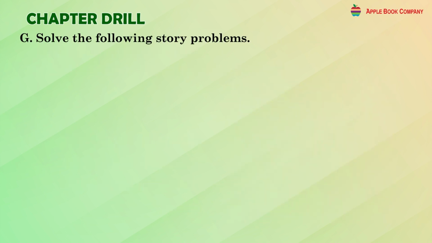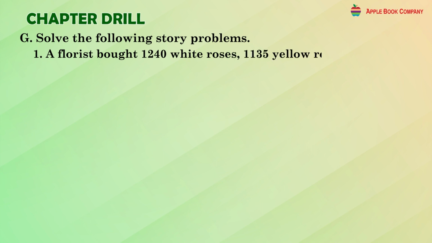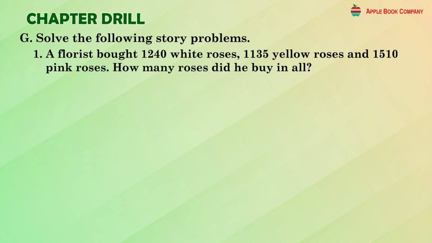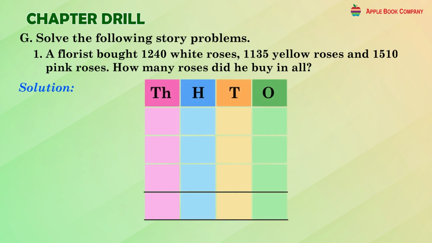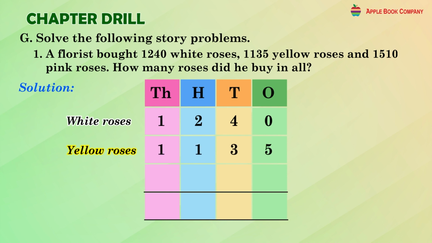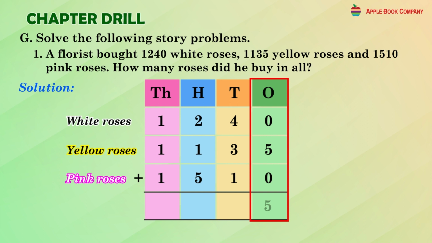Solve the following story problems. A florist bought 1,240 white roses, 1,135 yellow roses, and 1,510 pink roses. How many roses did he buy in all? To solve this problem, we are going to add up all the roses. The white roses were 1,240. Then there were yellow roses, which were 1,135. And then came the pink roses, 1,510. When we add ones, we get 5.